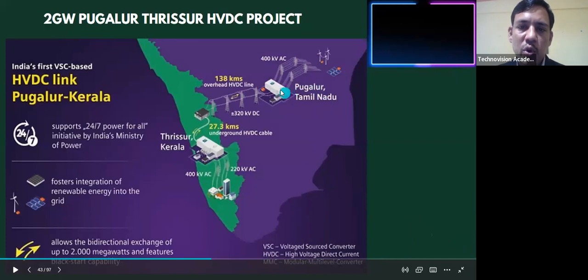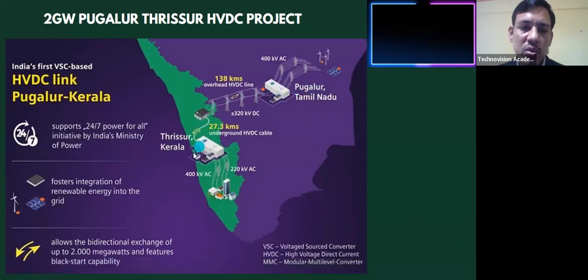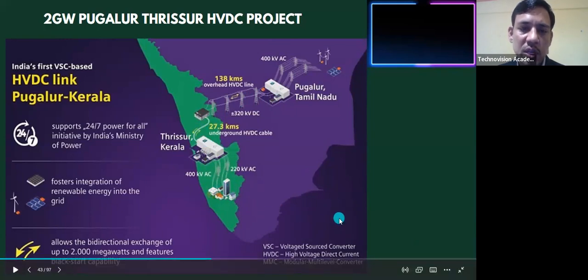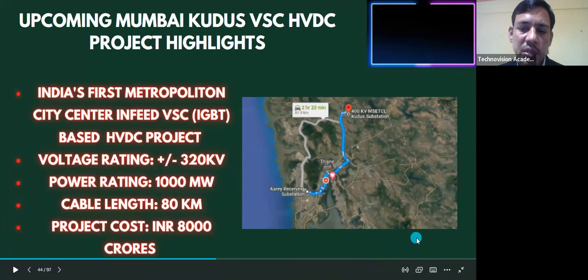So here from Pugalur, it is actually coming to Thrissur, Kerala. Here an overhead line is used, a 130 kilometer overhead line. Later on, underground cables are used, then feeding to the AC grid. So this is the VSC based HVDC.